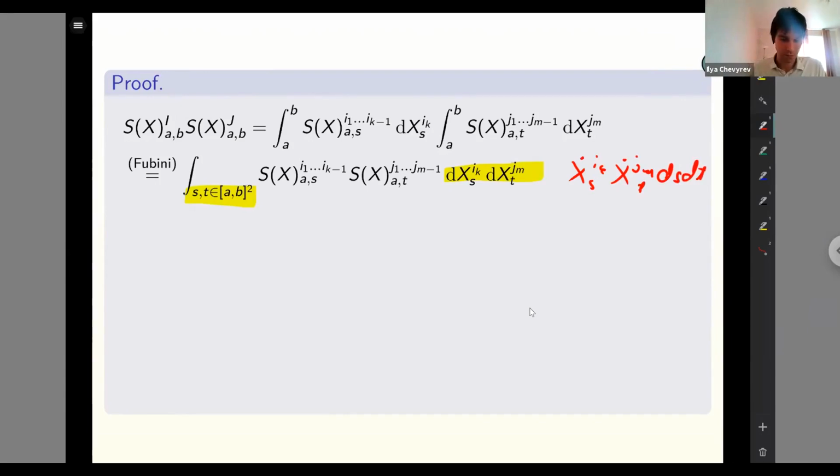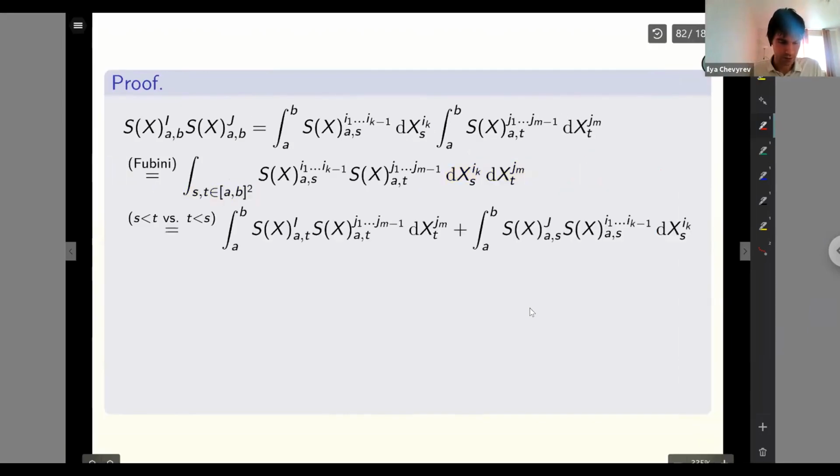Okay, so far it's quite okay. And now the trick is that we consider two cases. We know that either s is going to be less than t or t is going to be less than s inside of this integral. So we're going to separate out those two cases.